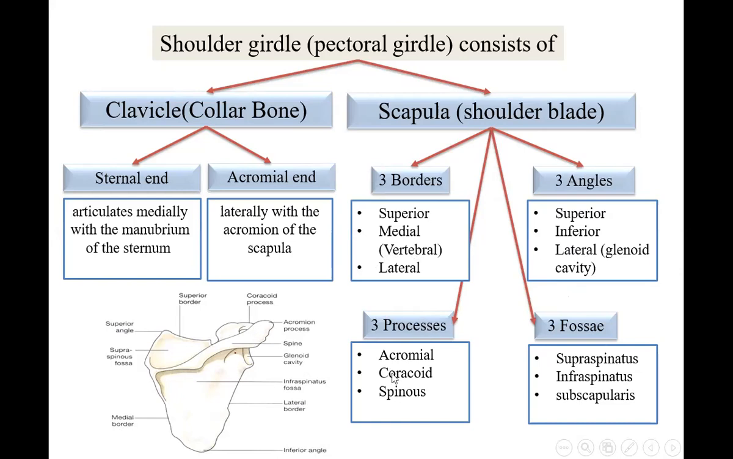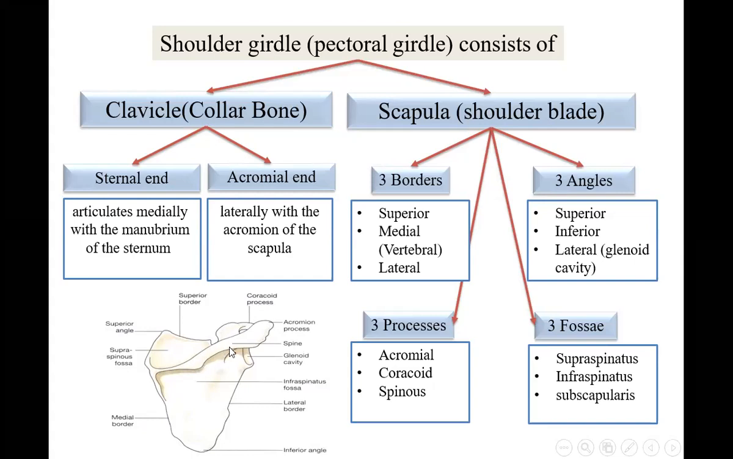Then three processes. Which are those? One is called the acromion process. This is the acromion process. Then we have one more, which is called the coracoid process. Then we have the spinous process. This is called the spinous process. So the acromion process, coracoid process, as well as the spinous process.